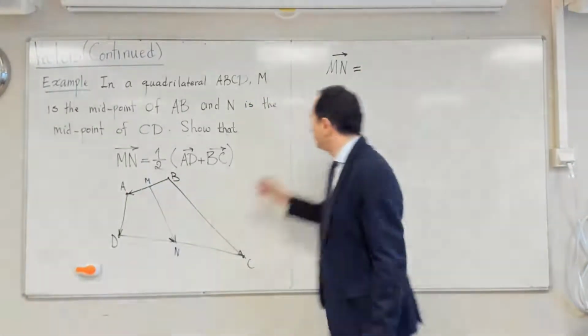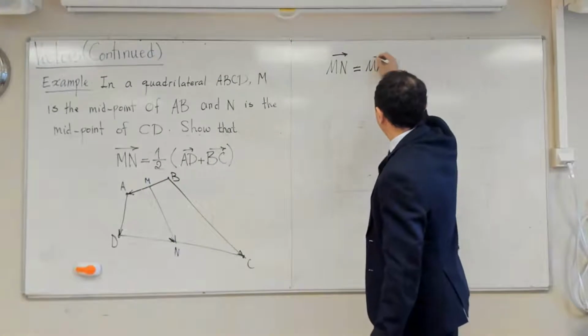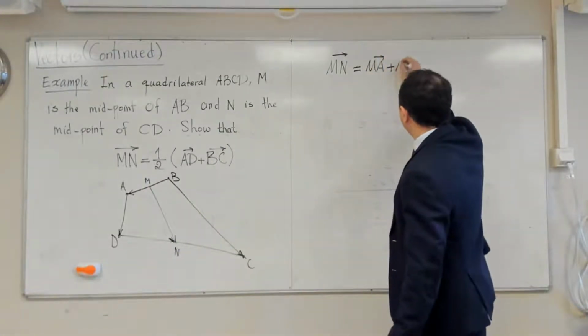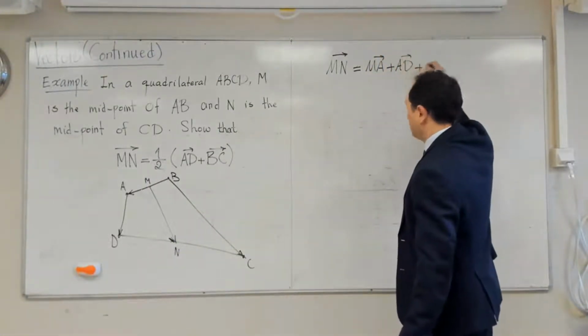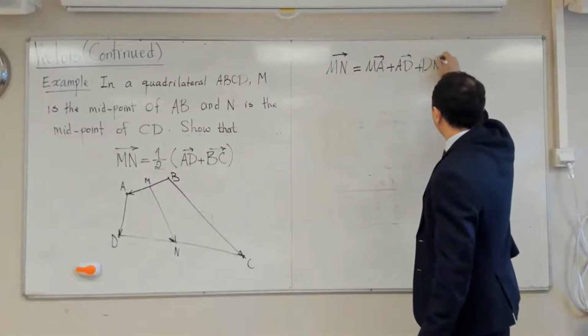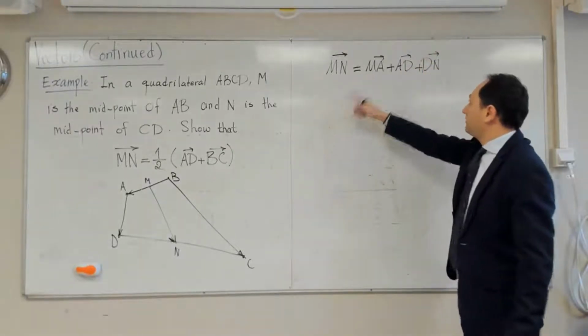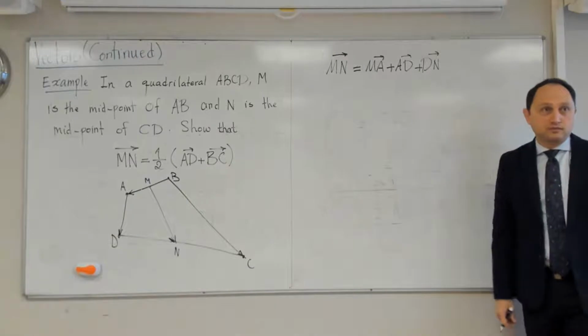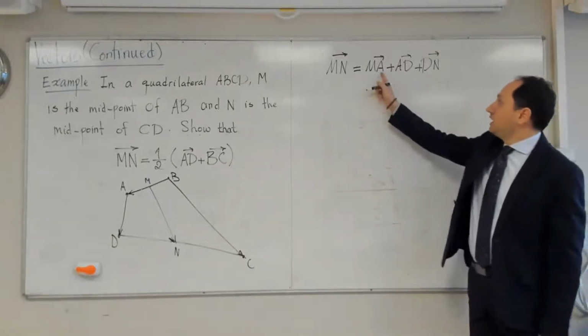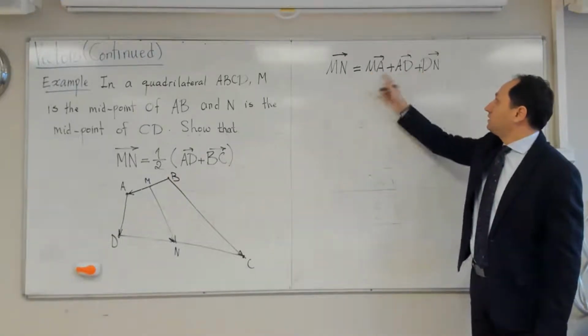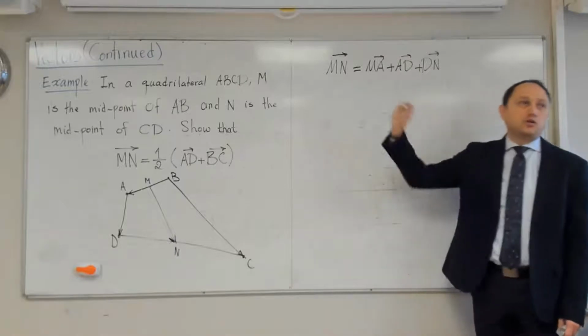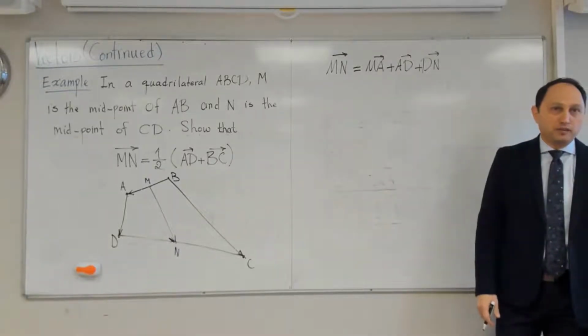So MA plus AD plus DN. By the way, do you need the figure to write this? The Chasles rule, yes? A and A are cancelled, D and D are cancelled, MN. This is also another way to see the same problem.